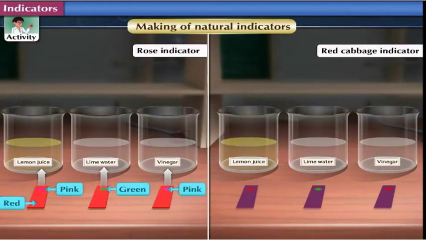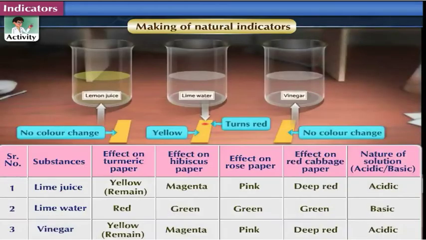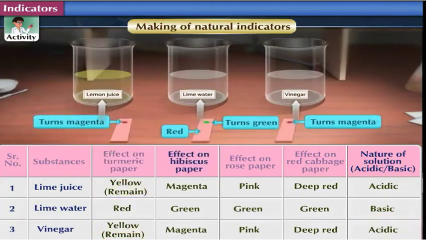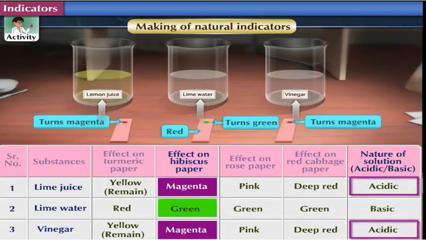Purple cabbage indicator paper shows deep red color on addition of lemon juice solution and vinegar, while it turns green on addition of lime water. From these observations, we can say that turmeric indicator paper shows red color in a base and remains the same in an acid. Hibiscus indicator paper shows magenta color in an acidic solution and green color in a basic solution.